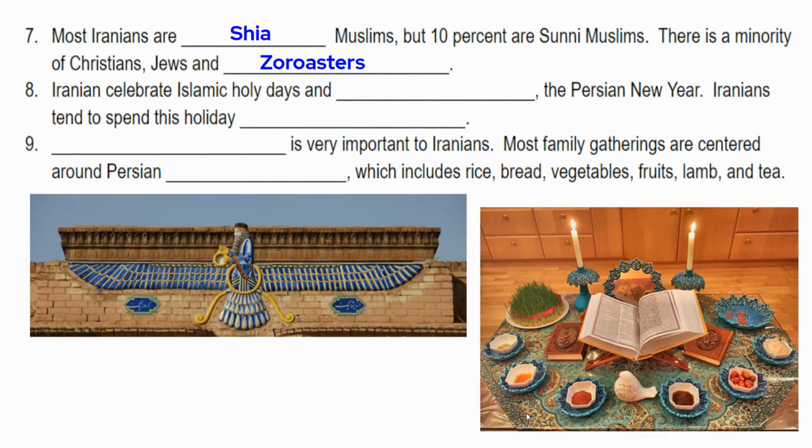Anyway, Iranians celebrate the Islamic holidays, and they also celebrate a Persian holiday known as Nowruz. This is the Persian New Year that kind of dates back in time. And when the Iranians celebrate this, they typically spend a lot of time outdoors. Family is also very important to the Iranians, and most family gatherings do center around Persian foods. And this includes foods like rice, bread, vegetables, fruits, lamb, and tea.